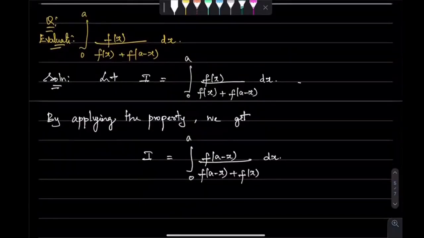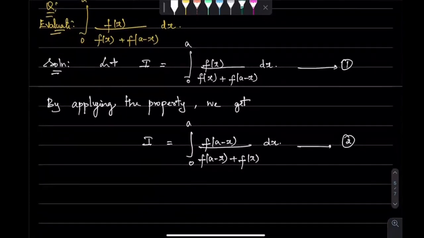So I'm taking this as the first equation, and this I'll take as the second equation. I'm going to add 1 and 2. What do I get if I add 1 and 2?